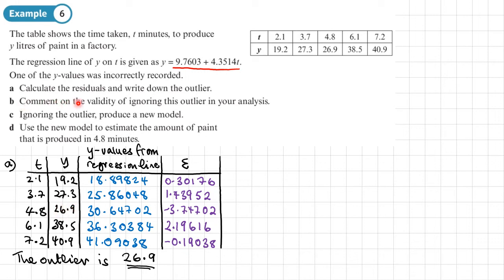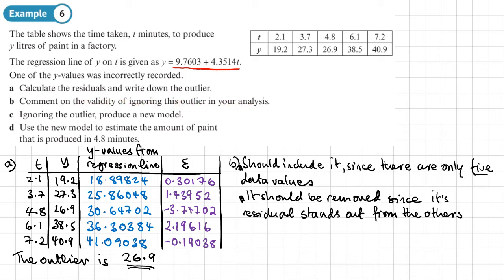So part B, comment on the validity of ignoring this outlier in your analysis. Now, we could give a couple of answers for this. We might argue that we should include this data value here, since there are only 5 pairs of data values, and by removing one, we're literally removing 20% of the data we've got. Or we could argue that it should be removed since its residual stands out from the others, it doesn't fit the pattern of the other residuals.